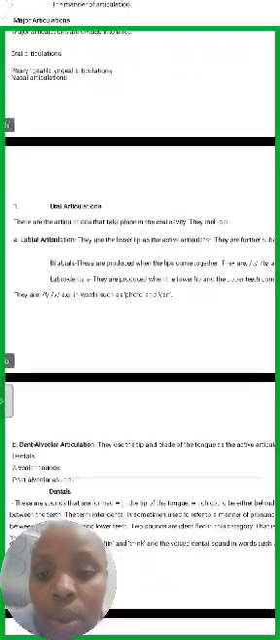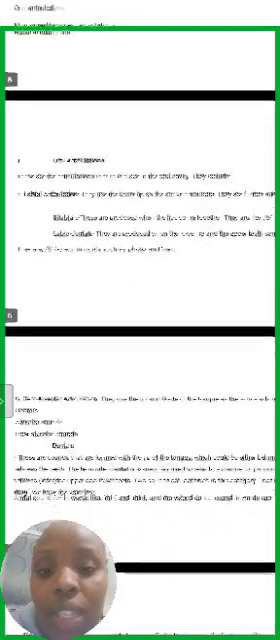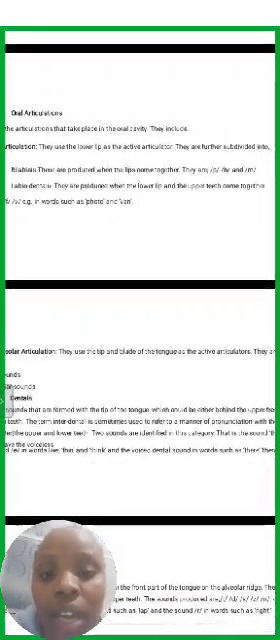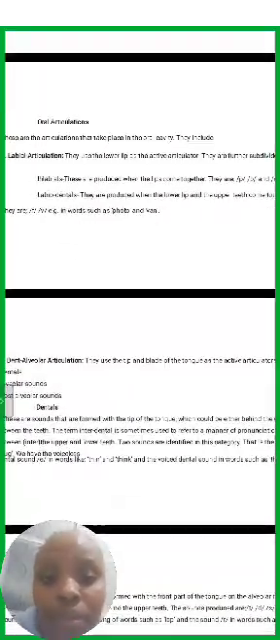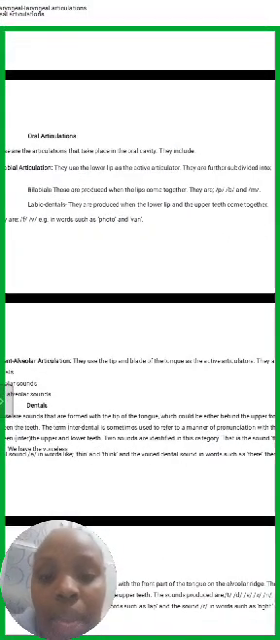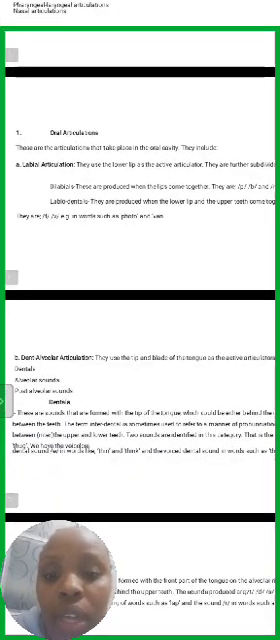Let's start with the oral articulations. These are articulations that take place in the oral cavity. For example, the labial. For the labial, they use the lower lip as the active articulator. They are further divided into bilabials and labiodentals. Bilabials are produced when the lips come together, like b. Labiodentals are produced when the lower lip and the upper teeth come together, for example f, v, in words like photo and van.